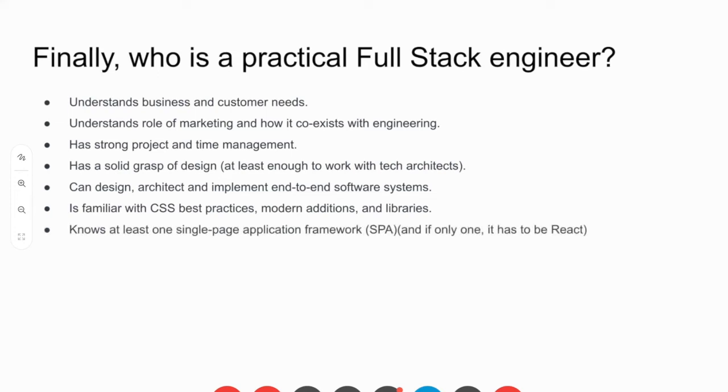And you should know at least one single page application framework. So what exactly is a single page application? Typically back in the 90s and 2000s, when the web server eventually came into existence, and all of these websites like Yahoo and others which have been there for long.